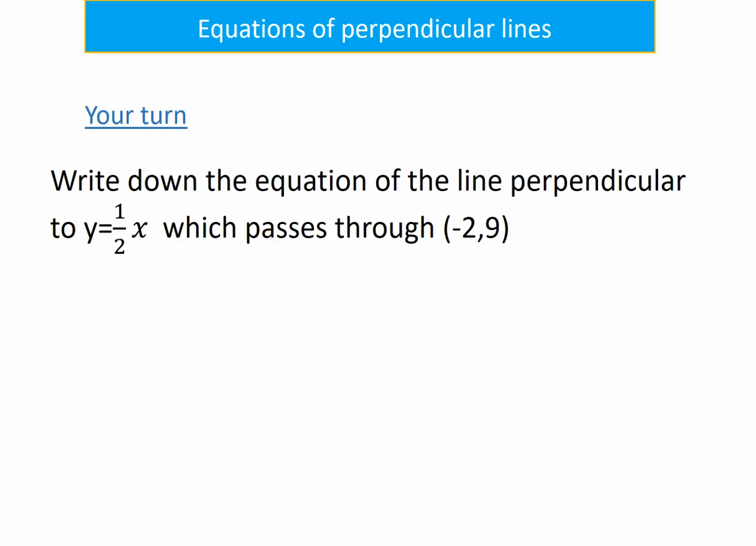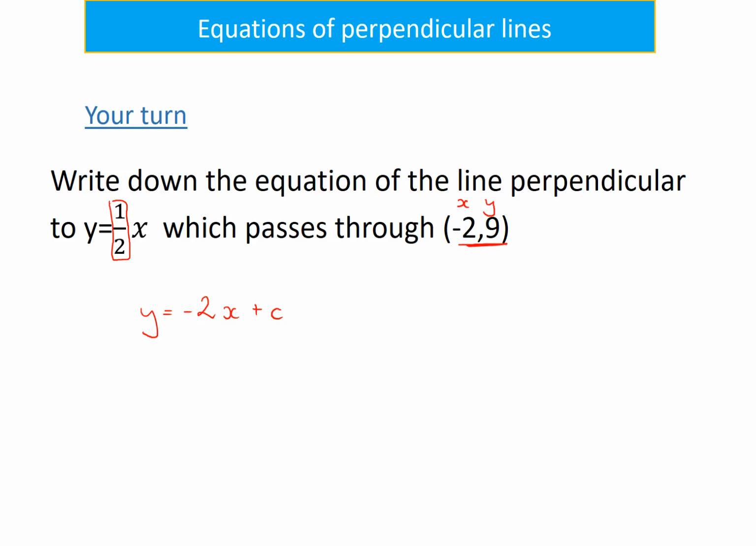Like in this example here, I would like you to pause the video and have a go. First you need to work out the gradient of the line that is perpendicular. If this one is a half, then I need minus 2 again. But this time, because I know that the value of x is minus 2, this point is not on the y-axis. These are not the coordinates of the y-intercept. So I need to now use substitution to work out the value of c.